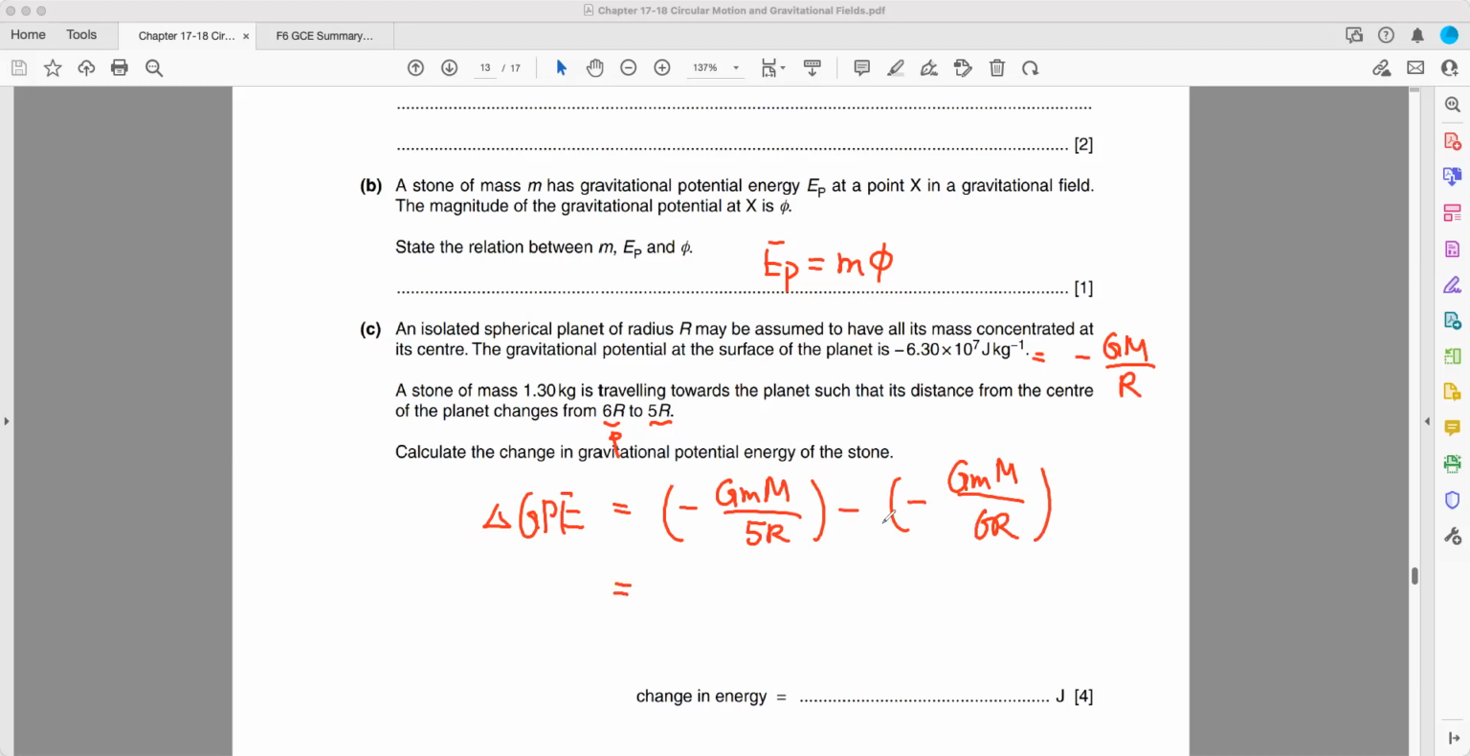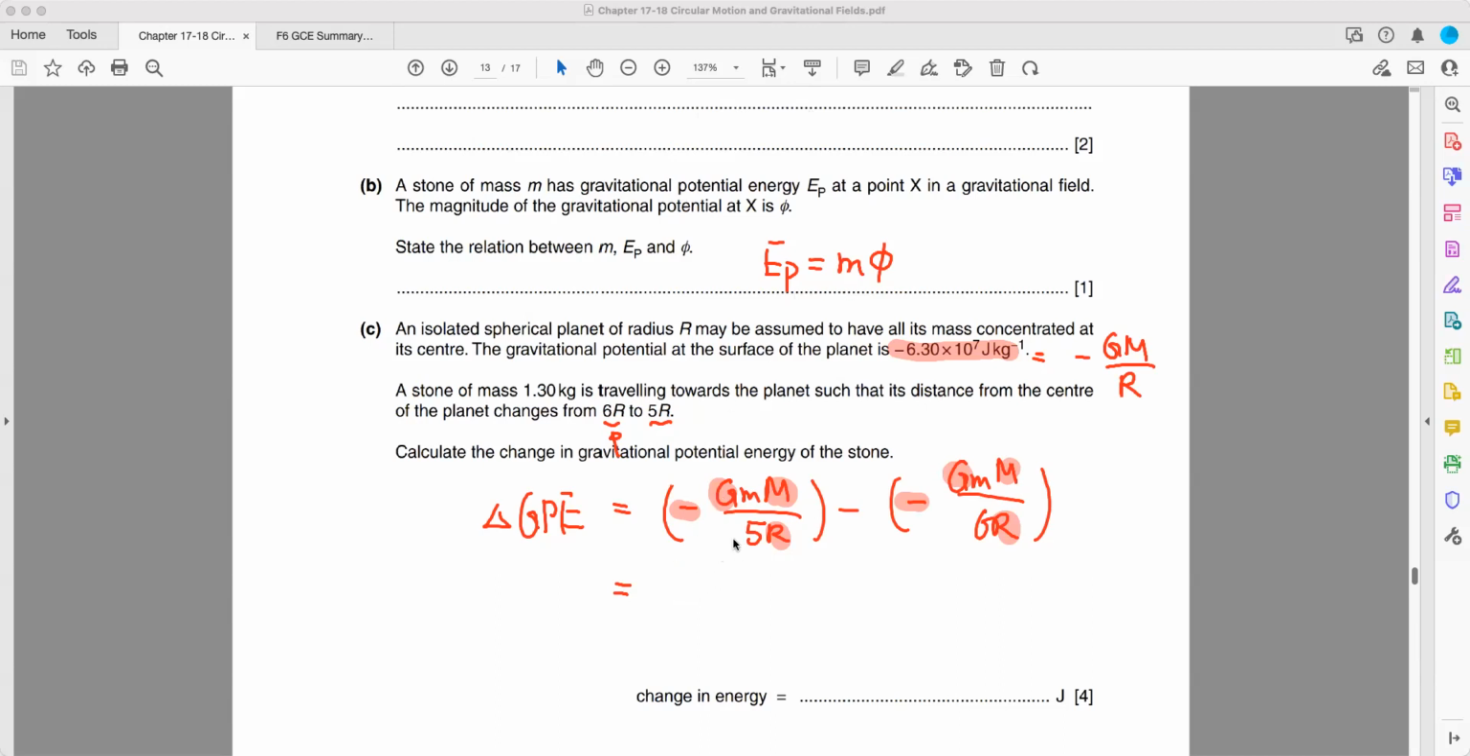So therefore, negative GM over R is this value. Now, actually, you can see that the physics concept behind is not difficult. Find a change in GPE, right? Is it difficult for the physics part? Not difficult at all, right? Not difficult at all.